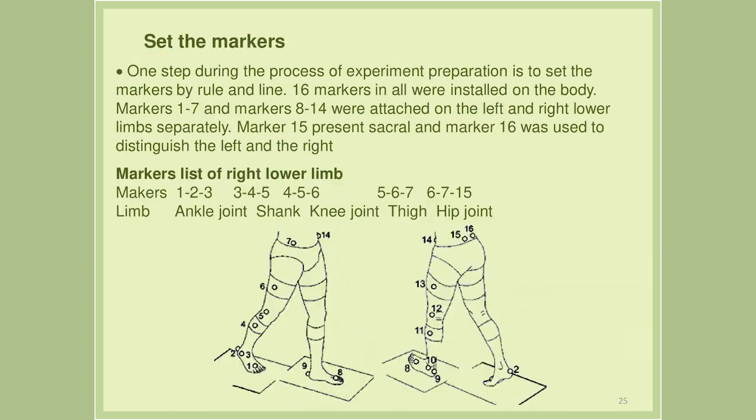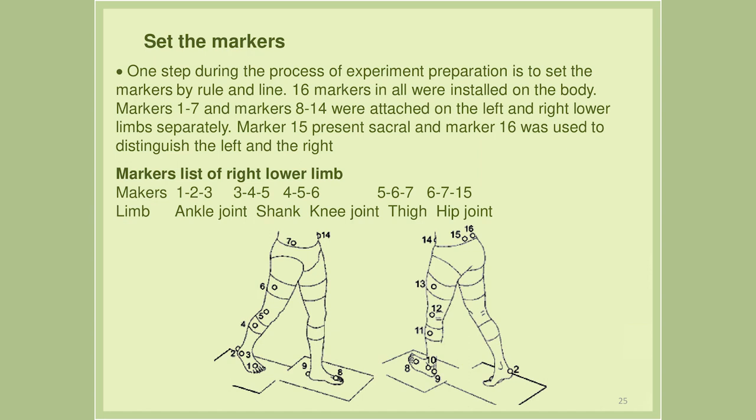One step during the process of experiment preparation is to set the markers by rule and line. 16 markers in all were installed on the body. Markers 1 to 7 and markers 8 to 14 are attached on the left and right lower limb separately. Marker 15 represents the sacral, and marker 16 was used to distinguish the left and the right. In the table you can see an example.